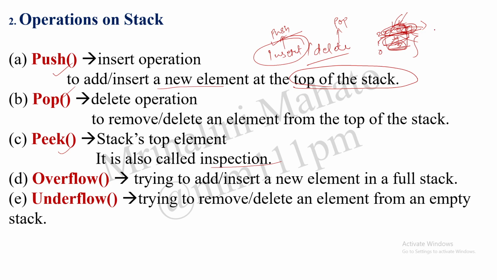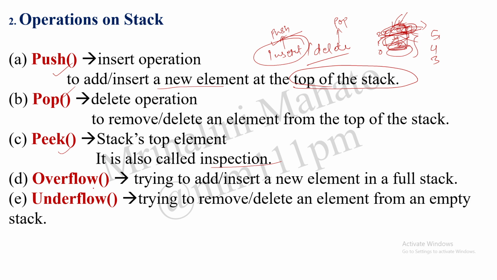Whenever I delete data from an empty stack, suppose now data is there, 5 I deleted, because one by one, then 4 deleted, then 3 deleted. Now the stack is empty. Now no data is there, and again I want to delete it. Then it is called underflow, because data is not there and I am trying to delete it.